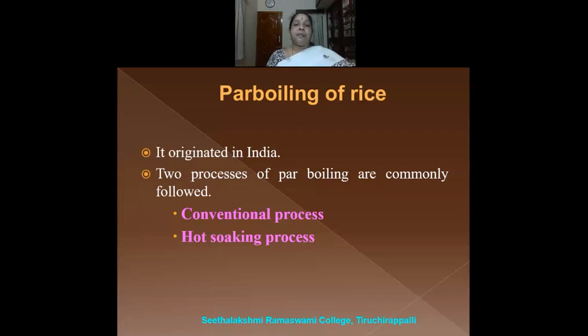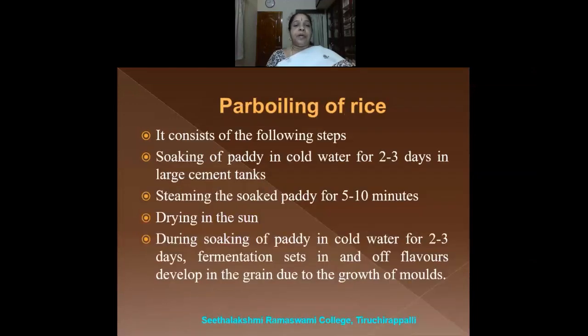And this parboiling method originated in India, and there are two processes by which you can do parboiling. They are the conventional process and the hot soaking process. So the parboiling consists of several steps. The first step is soaking the paddy in cold water for 2 to 3 days in large cement tanks.